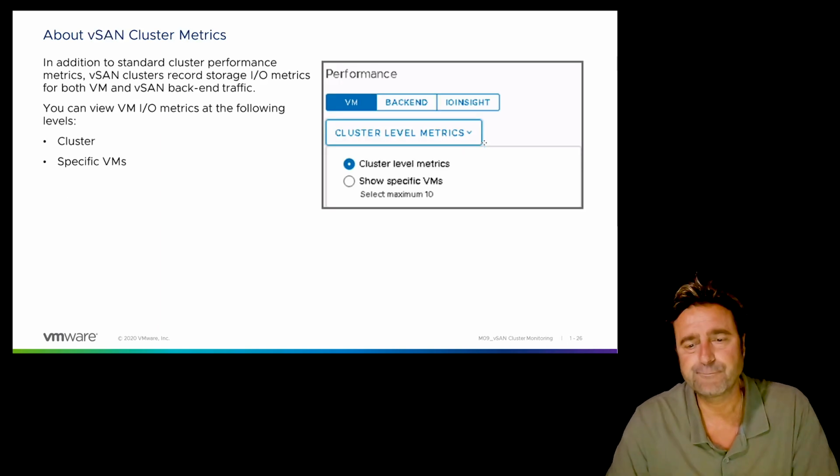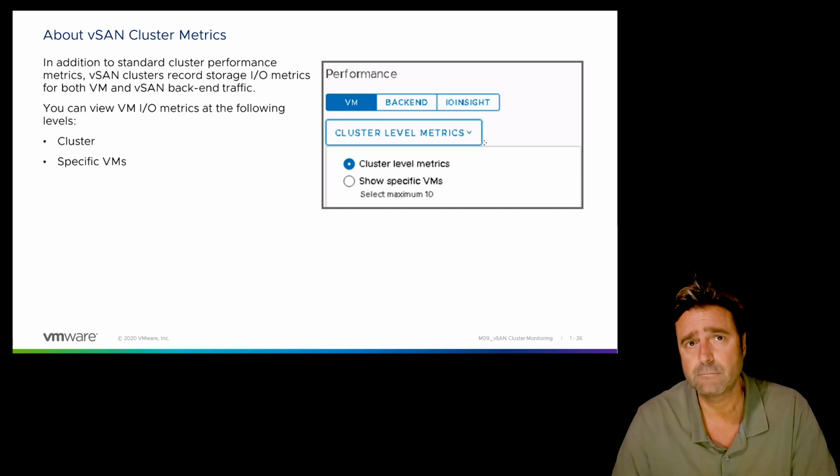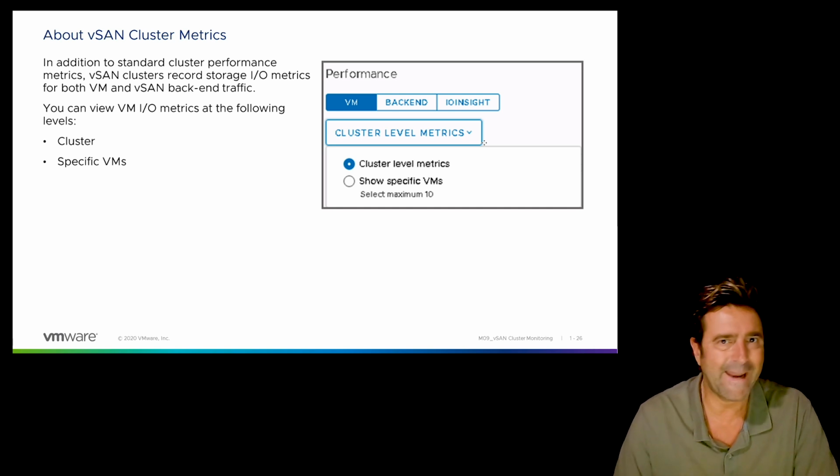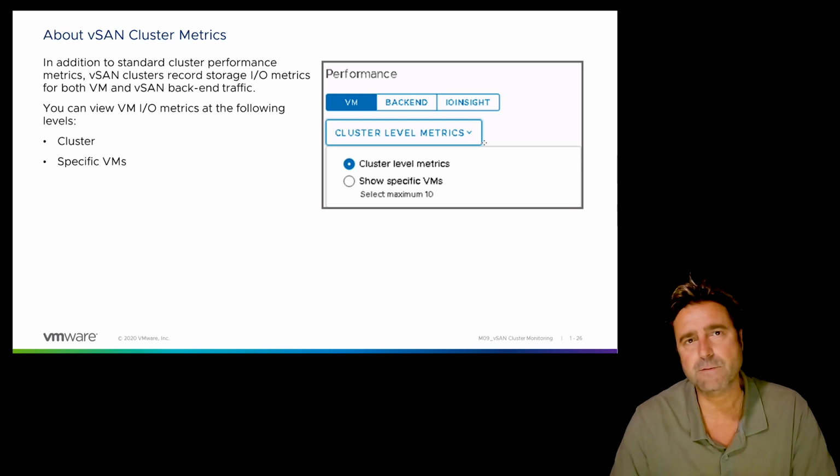And when you take a look, what we try to show you here is that when it comes to the performance service, you have performance-related charts at the cluster level, at the host level, and also at the VM level. Notice you have different tabs: one for VMs, one for backend, and one for something called IO Insight, which is fairly new, and you're going to get to play with that in the lab.